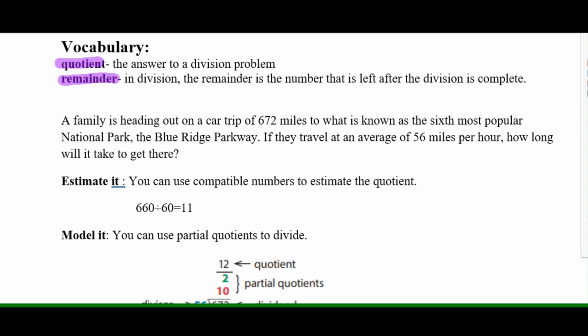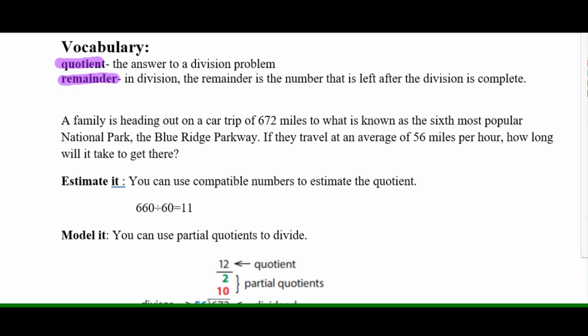So here we have a question. A family is heading out on a car trip of 672 miles to what is known as the sixth most popular national park, the Blue Ridge Parkway. If they travel at an average of 56 miles per hour, how long will it take to get there?